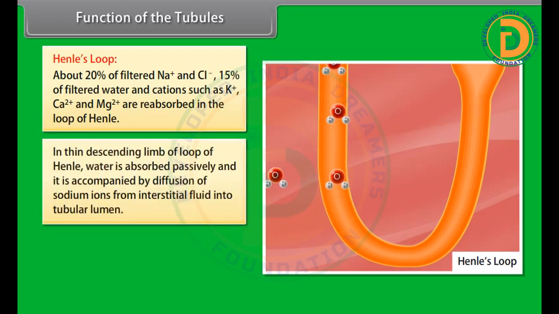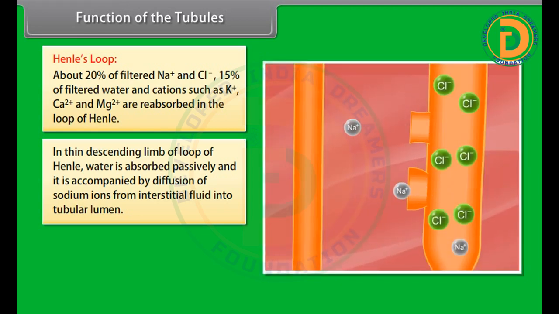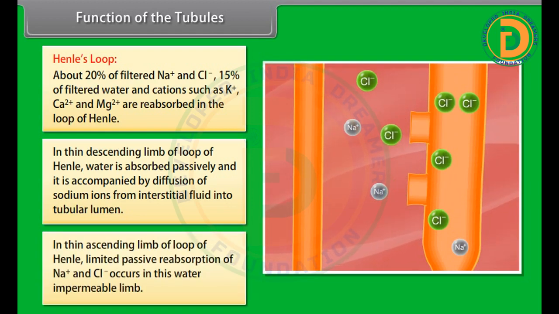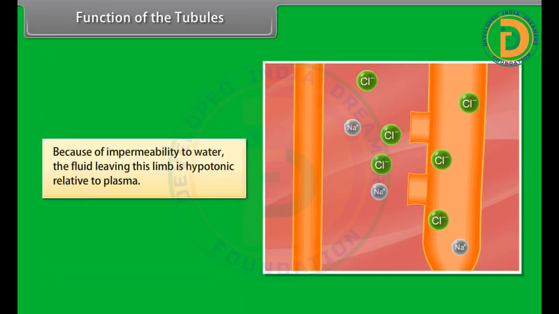In the thin descending limb of the loop of Henle, water is absorbed passively and it is accompanied by diffusion of sodium ions from interstitial fluid into tubular lumen. In the thin ascending limb of the loop of Henle, limited passive reabsorption of Na+ and Cl- occurs in this water impermeable limb. Because of impermeability to water, the fluid leaving this limb is hypotonic relative to plasma.